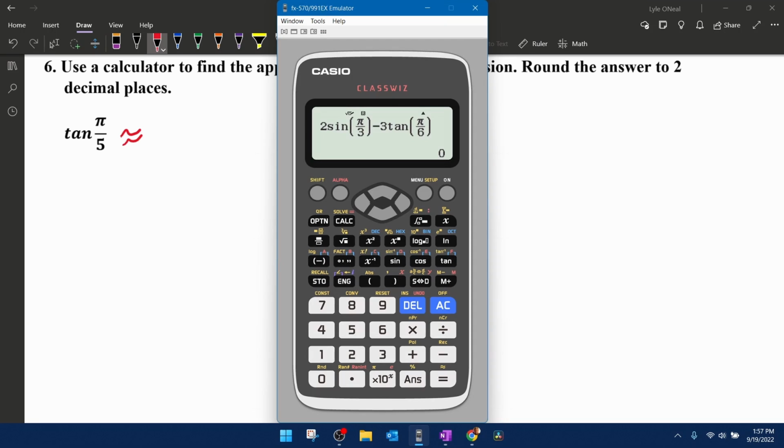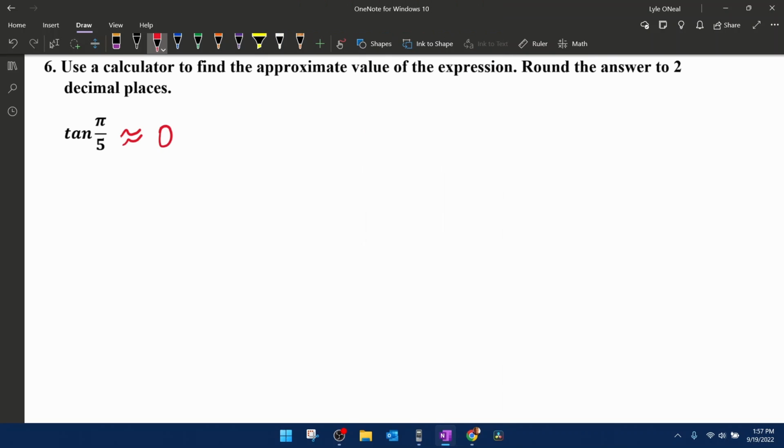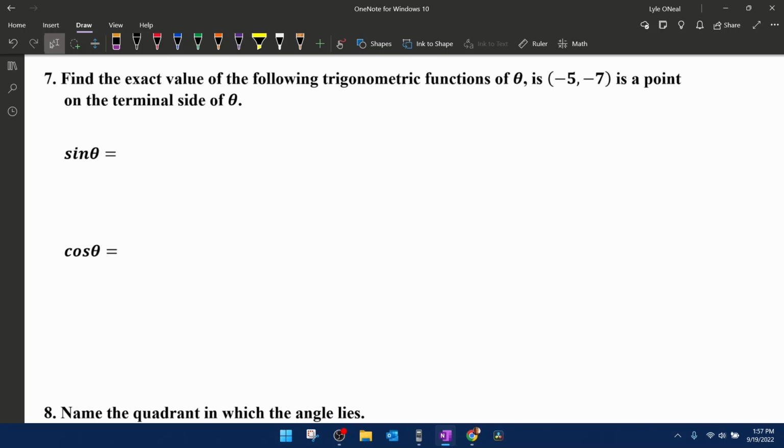First thing we need to realize is that we are in radians. This angle is a radian angle, so we need to be in radian mode, which we are. And then we're going to go tangent of pi over 5 equals, and to 2 decimal places would be 0.73. 0.73 approximately.